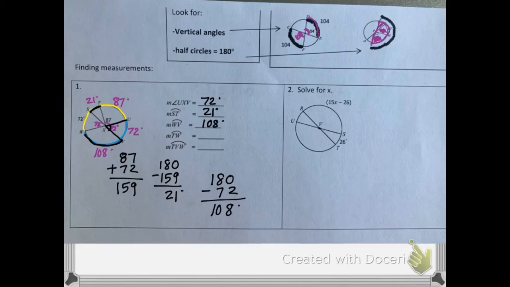TW, I'm going to use a different color to trace TW. So again, it has to be less than 180. So from T to W, how many arcs make up TW? 2 arcs. Well, to get the total, I just have to add 72 plus 21, and that would give me 93.